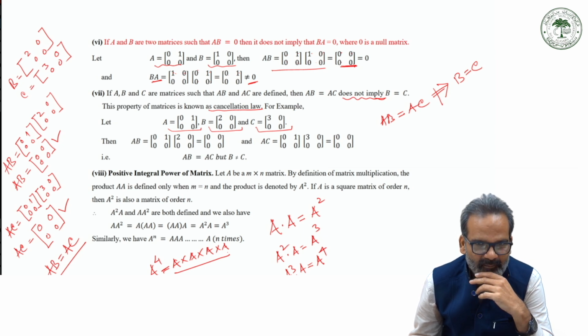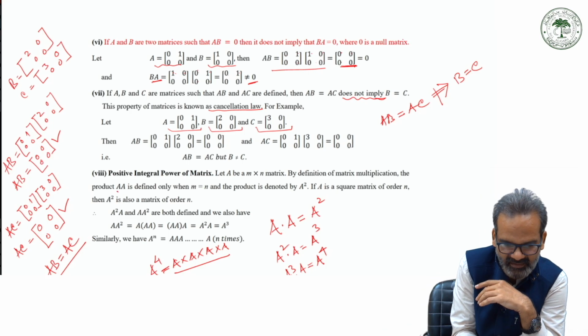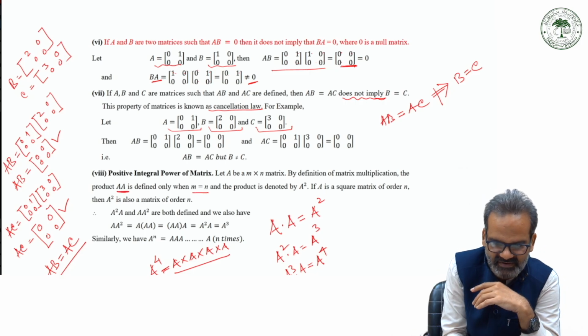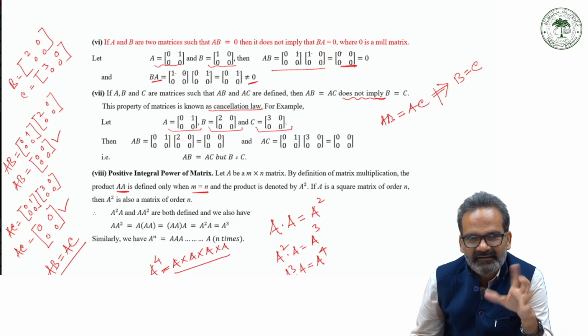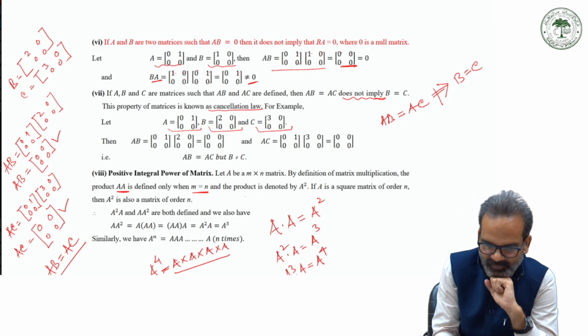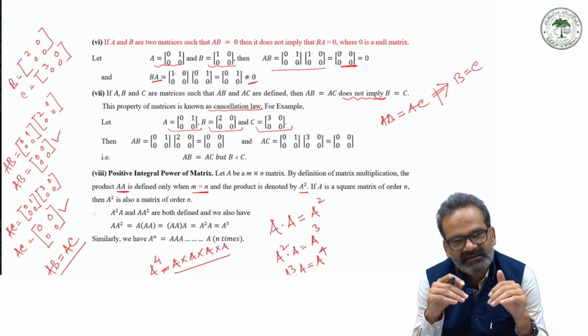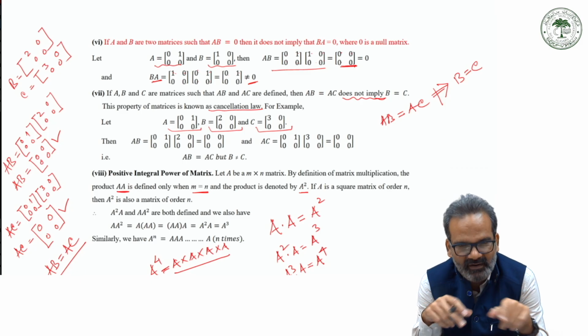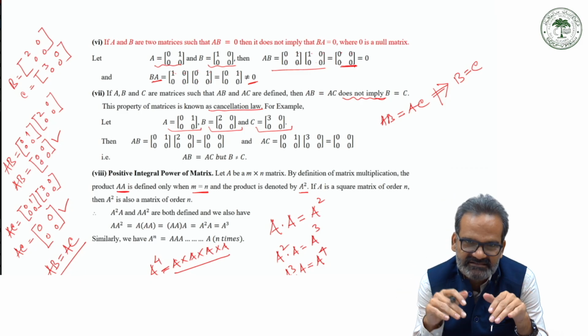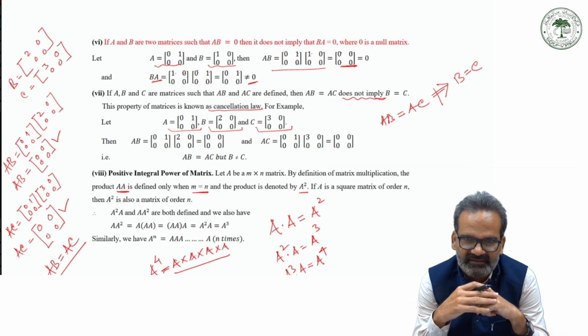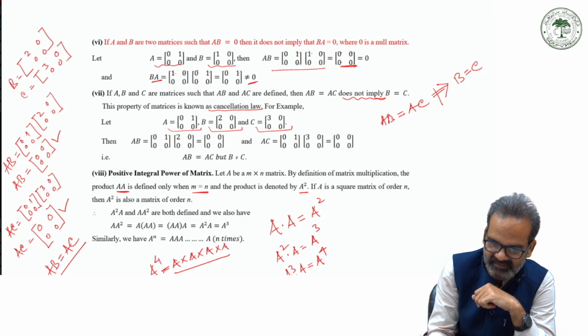Let A be an m by n matrix. By definition of matrix multiplication, the product A into A is defined only if m is equal to n. Means A is a square matrix and the product is denoted by A square. So whenever the matrix is multiplied by itself, you get the integral power of the matrix, denoted by A square.